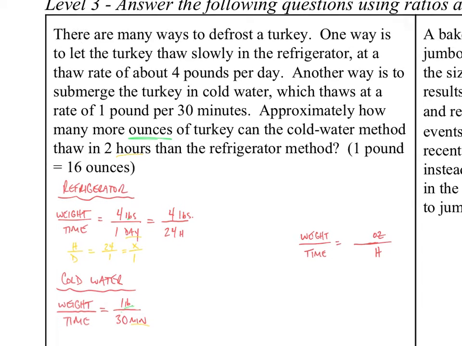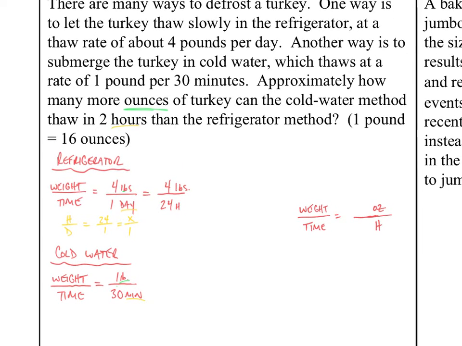Let's do the same thing here with the cold water method in terms of time. But this time I need to convert hours to minutes. And I know that in 1 hour there are 60 minutes. So how many hours does 30 minutes represent? And in this case, I'm just going to multiply by 30 on both sides. I end up with 30/60ths, which reduces to 1/2. So you can write that a number of ways here, but that means I can rewrite this as 1 pound per half hour. All right, so we've done the time conversion.